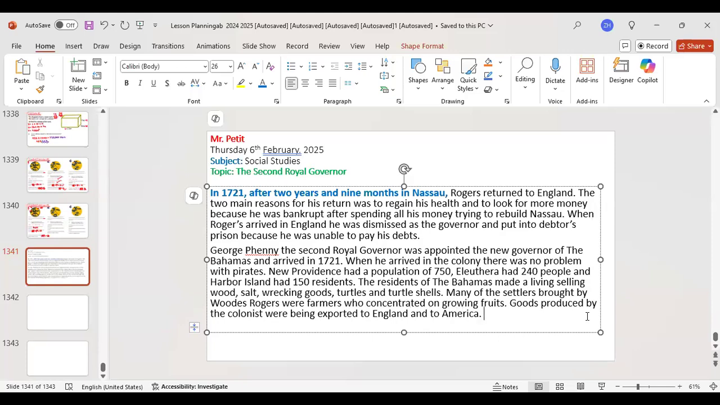Right. But Finney introduced a new industry. What was that industry? Anyone know?